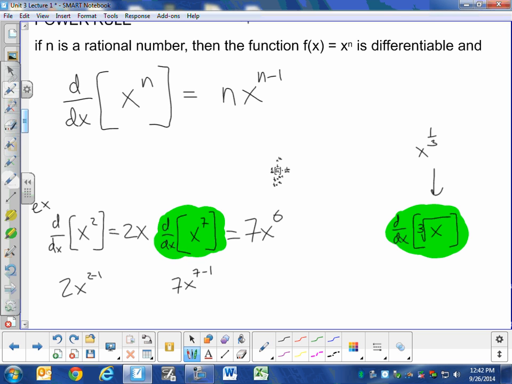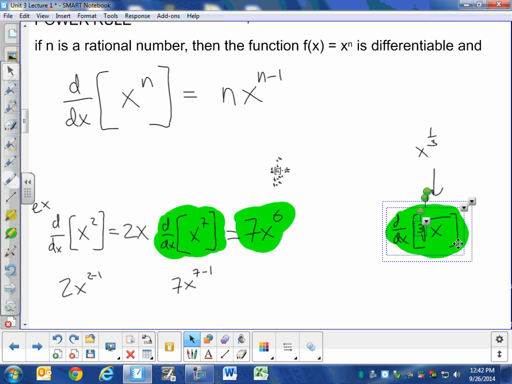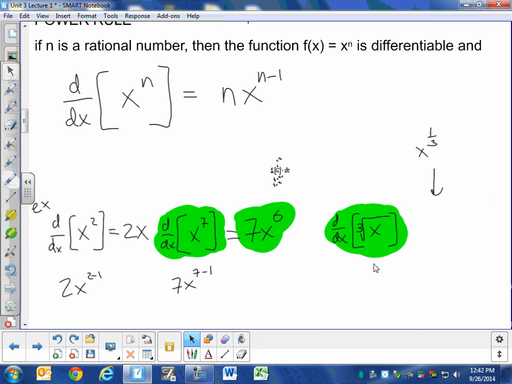Now, we get 7x to the 6th for the first one. Nobody has problems with that. If you have problems, it's okay. We'll get comfortable with this. Now, the second one, most people are kind of worried about the notation. I'll show you all the different ways you can write the derivative of this. First thing, we rewrite it as x to the 1/3. Sweet. Now we take the derivative.